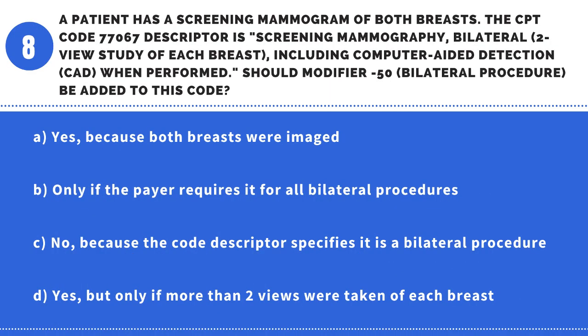Question 8. A patient has a screening mammogram of both breasts. The CPT code 77067 descriptor is screening mammography, bilateral, 2-view study of each breast, including computer-aided detection, CAD, when performed. Should modifier -50, bilateral procedure, be added to this code?